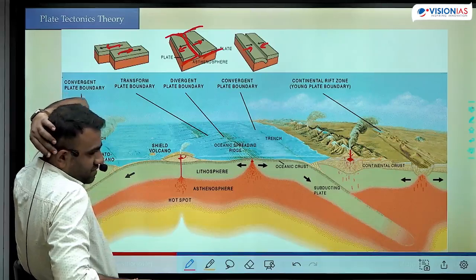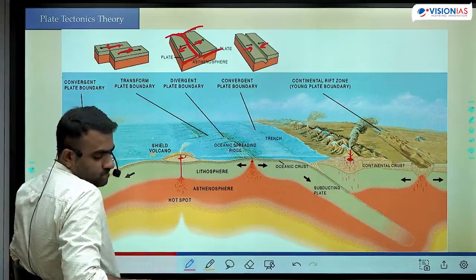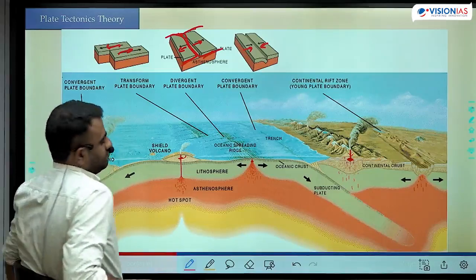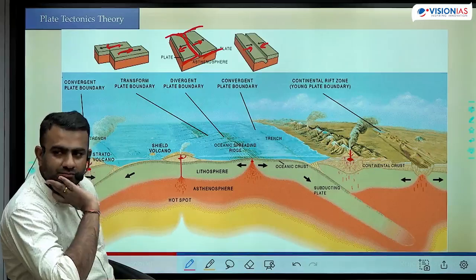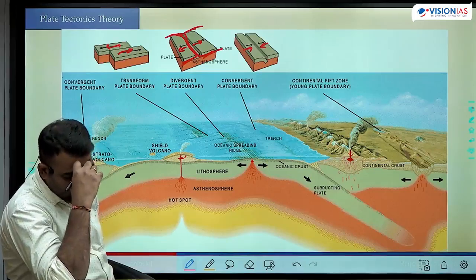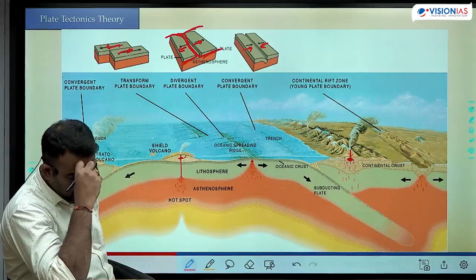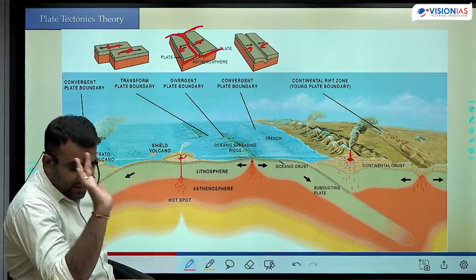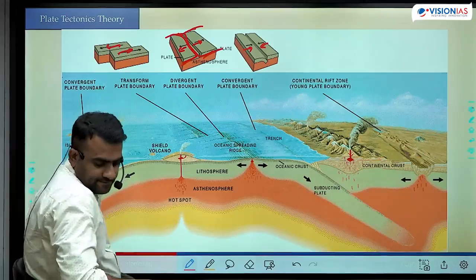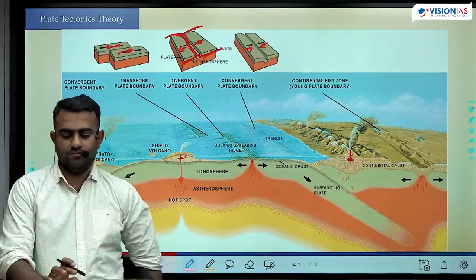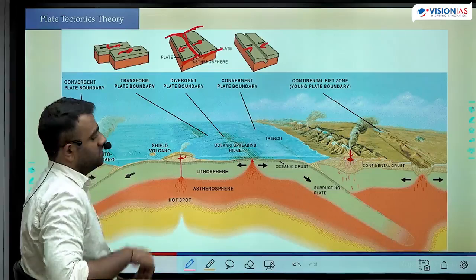Whenever there is resistance offered, it undergoes deformation. Changes along the plate boundary. That is why all of this will happen: fold mountains, volcanism, earthquakes, tsunami. Many of these are because of the deformations caused by the higher resistance offered by the plates during their motion. If it is moving very smoothly without any kind of changes, it will remain the same. It will not undergo changes as such.